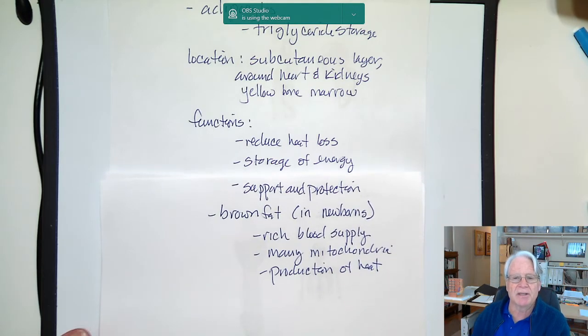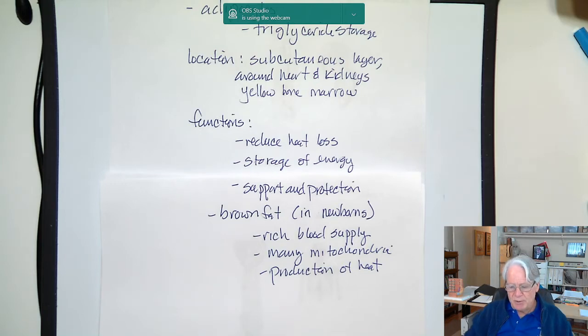So we've got everything that we need. With a rich blood supply, we have plenty of oxygen. With the brown fat, we have plenty of things to burn, and the mitochondria to go through the metabolic pathway and produce heat.